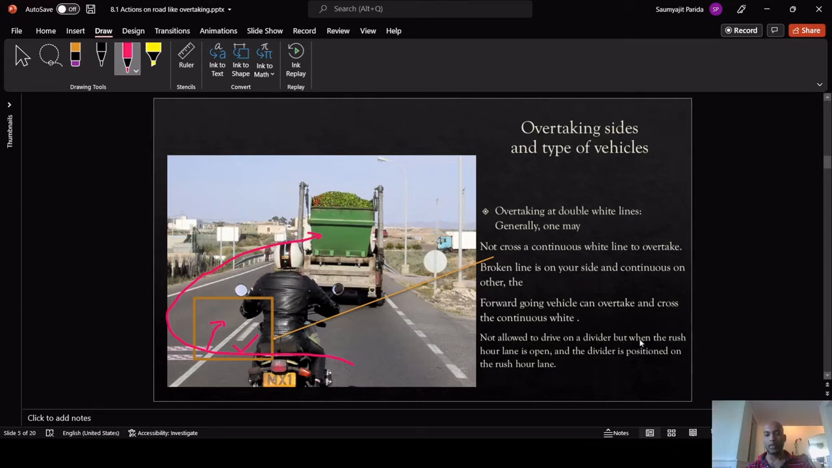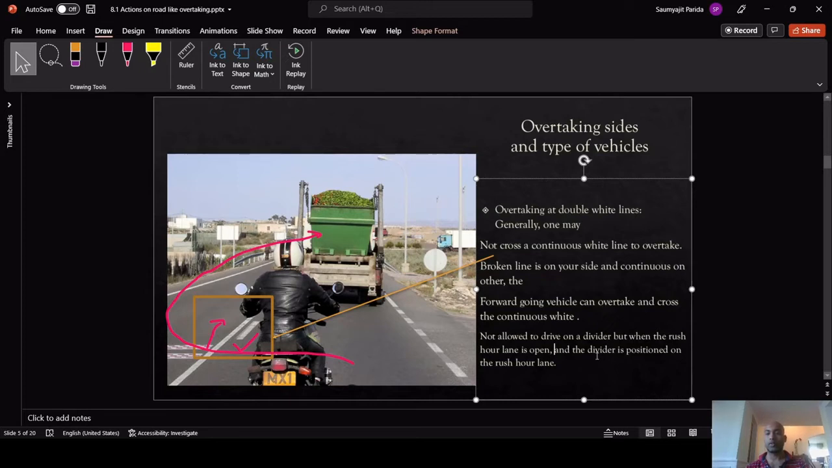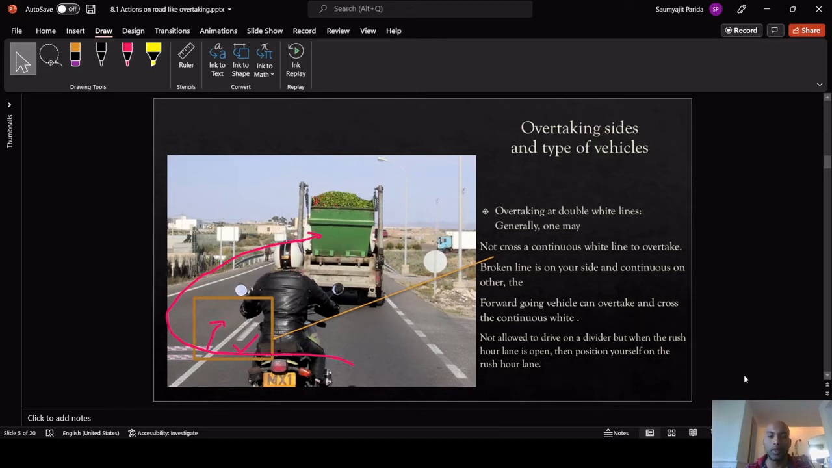You're not allowed to drive on a divider, but when the rush hour lane is open and the divider is positioned on the rush hour lane, then one can position themselves on the rush hour lane. That is what I am trying to say. Suppose this is the rush hour lane and this is open, this is closed, then you cannot drive here. But if it is open, then you can position yourself and drive here.